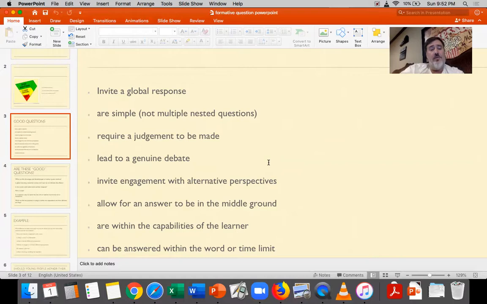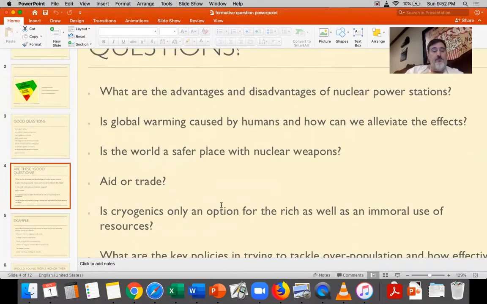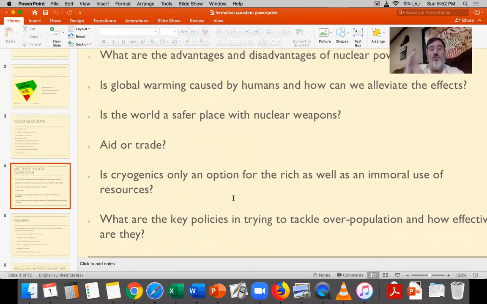If you go back up to "does it require judgment to be made," it kind of does, and it kind of doesn't. It's not really open-ended enough. You could manipulate that question just slightly and probably have a much stronger question. Is cryogenics only an option for the rich as well as immoral use of resources? There's so much wrong with that question.